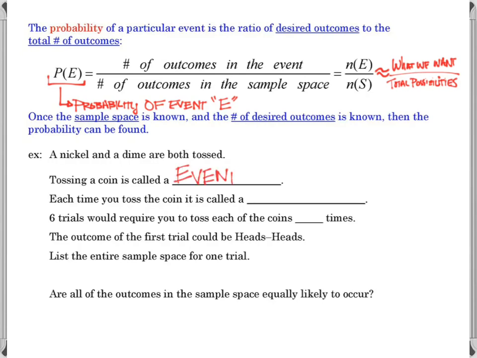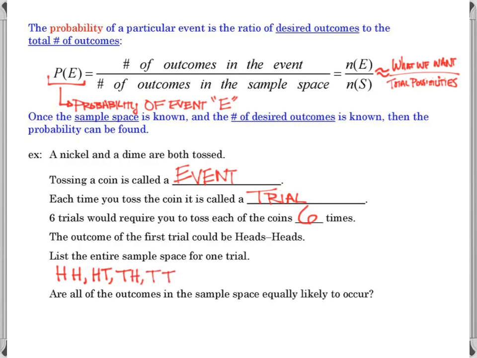So we can toss a coin. That's going to be our event, right? Each time we toss it is a trial. This would take 6 trials. You'd have to toss it 6 times, right? And then we could list the entire thing in the sample space. So heads, tails, heads, heads, all of them.